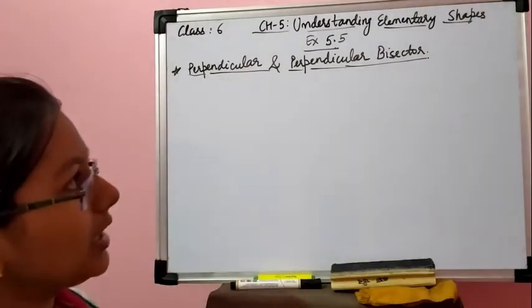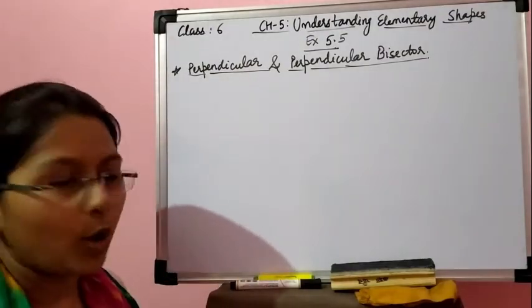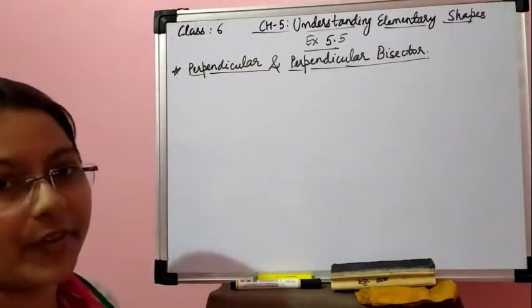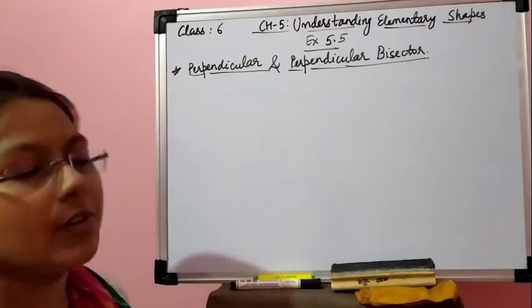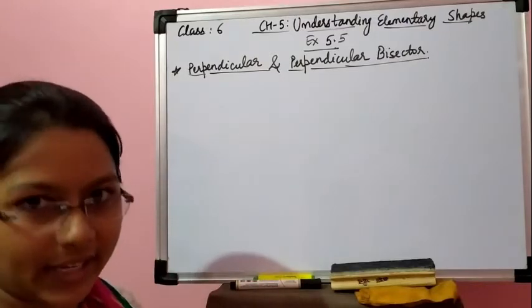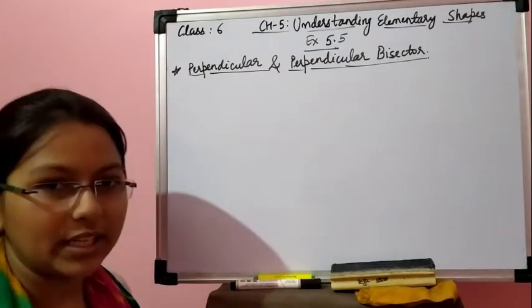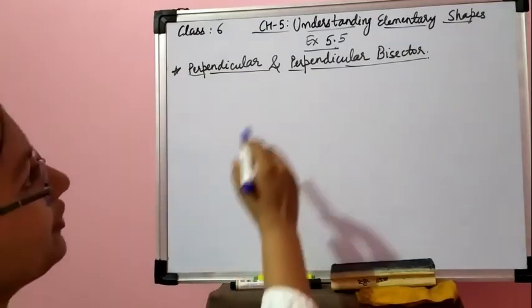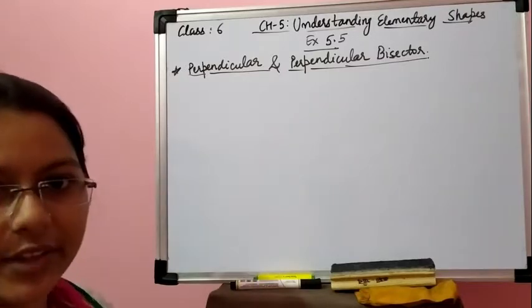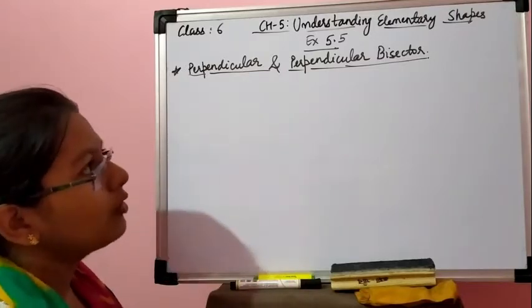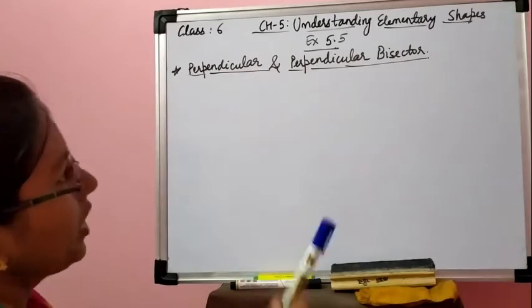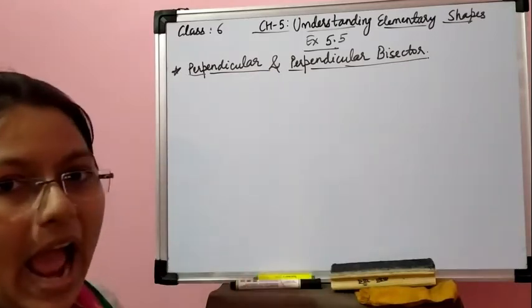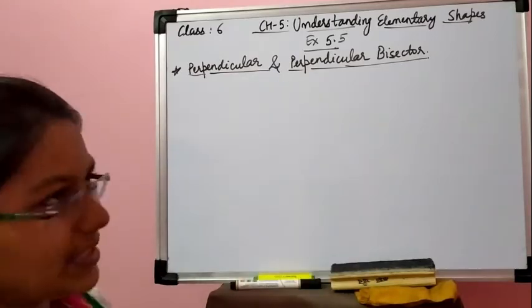Good morning students. In the previous class, we all discussed the questions of exercise 5.4, which were related to the types of angles only. Acute angle, obtuse angle, right angle, different types of angles whatever we have studied. Now we will start our new topic, that is perpendicular and perpendicular bisector.